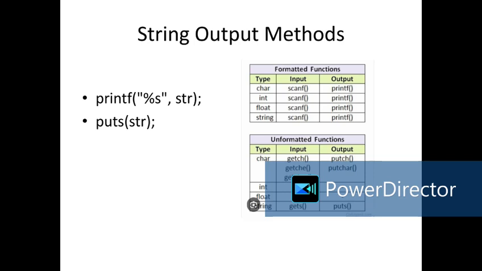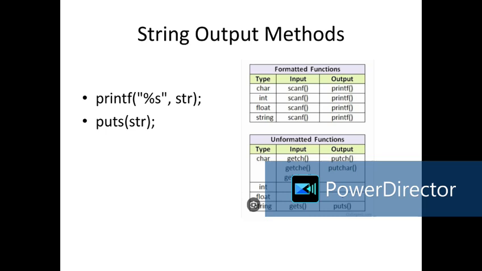So, if you need to display a string and move to the next line right after, puts is a quick and clean option. However, it is not flexible. We cannot combine it with other variables or format the output. It is purely for printing a full string as is.